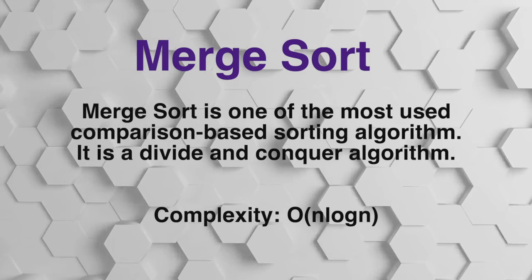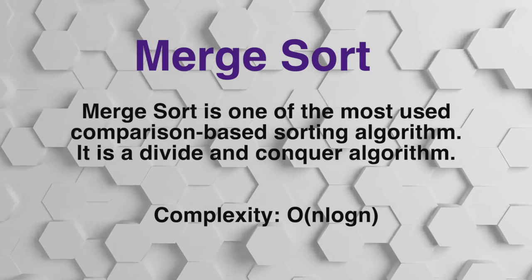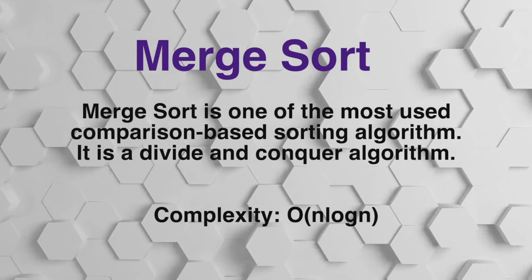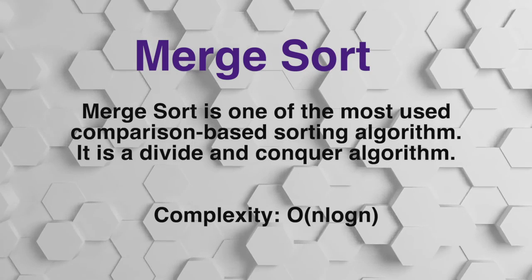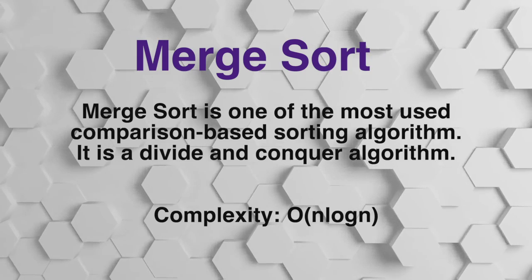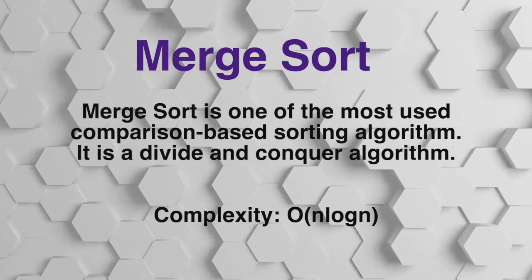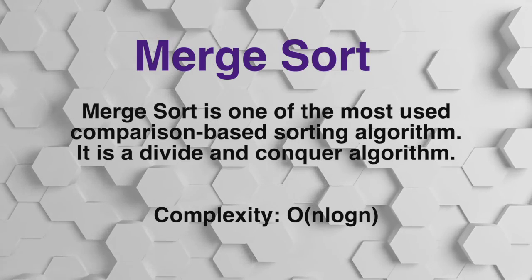Then it repeatedly merges the sublists to produce new sorted sublists until there is only one sublist remaining. This will be the sorted list. Merge sort has a complexity of O(n log n).